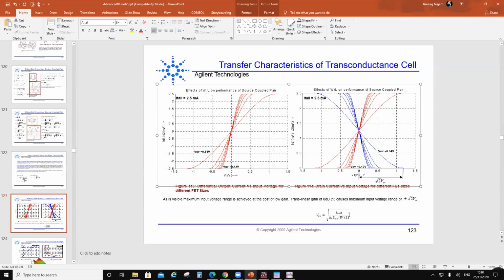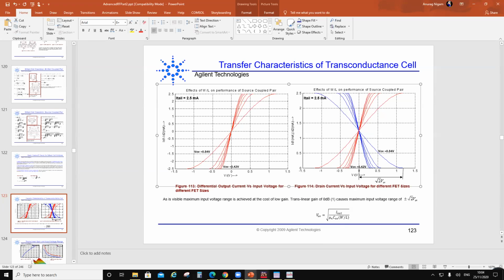So you should be able to design a mixer with a very high compression point. The input voltage can be plus minus √2 of V overdrive. So V overdrive can be really large if I use small transistors or if I use high tail current. Having said that, you know what the trade-off here in the Gilbert cell is: you are going to trade off conversion gain with the input voltage range.